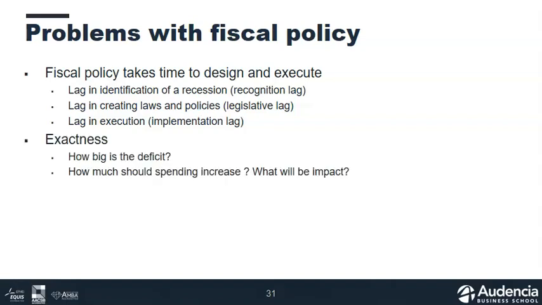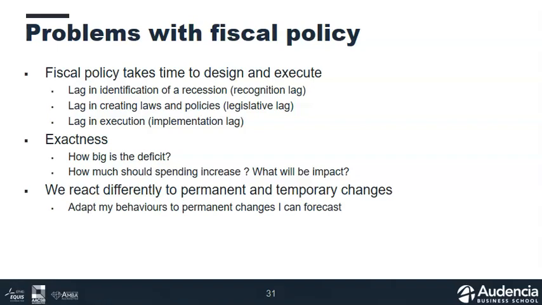Another problem with fiscal policy is exactness. Now, this is all nice in theory, and when we draw diagrams, it makes sense, but how big is the deficit, and how much more do we need to spend, and what will be the impact, and will we get it right exactly where we want it? Well, no, we won't. It's a big estimate.